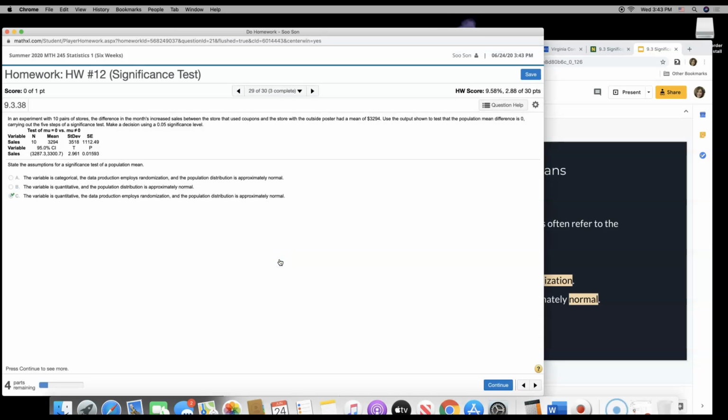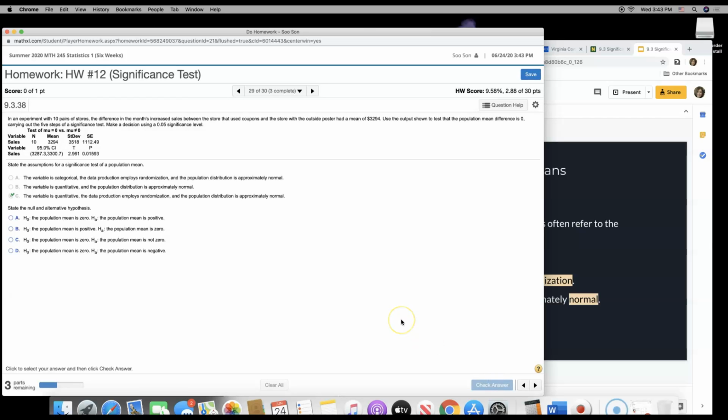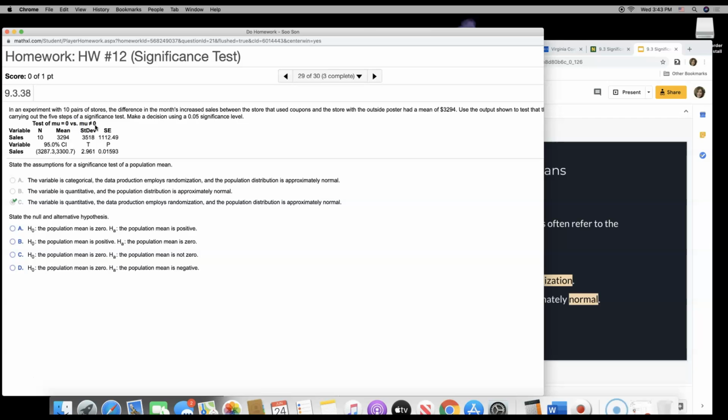Let's take a look at the next part. Continue. State the null and alternative hypothesis. They said that over here. Test mu equals 0 versus mu does not equal 0. So the null hypothesis is saying that the population mean is 0, while the alternative, the versus, is saying that the population mean is not equal to 0. They're not saying it's positive. They're just saying it's not equal to 0.